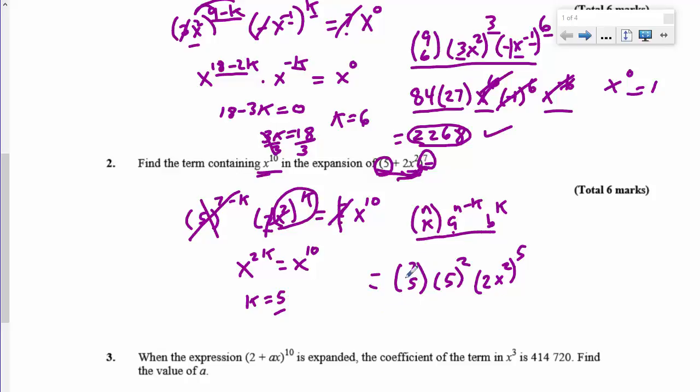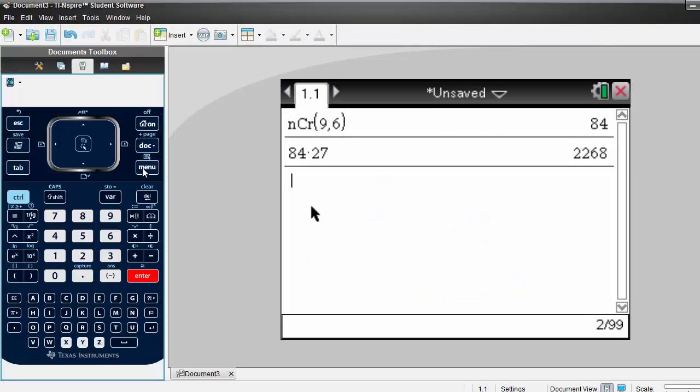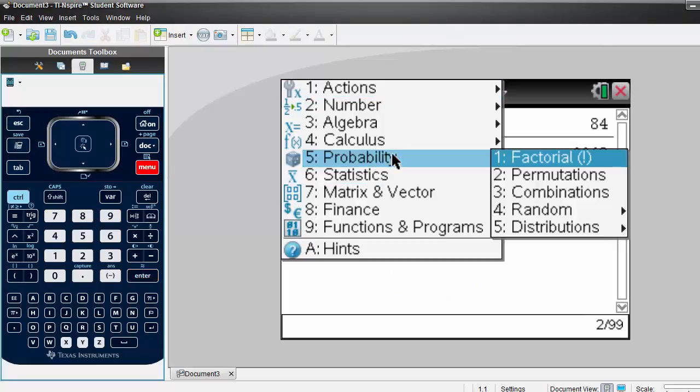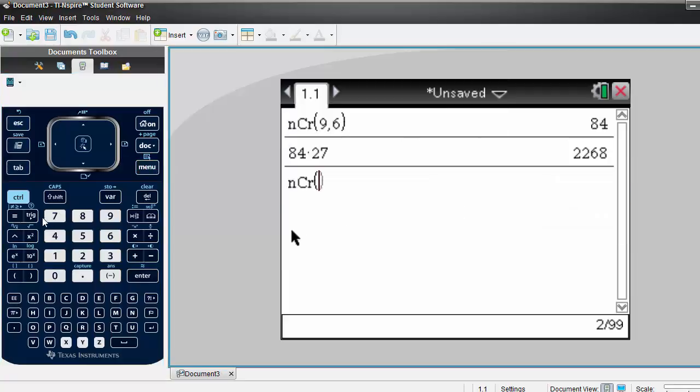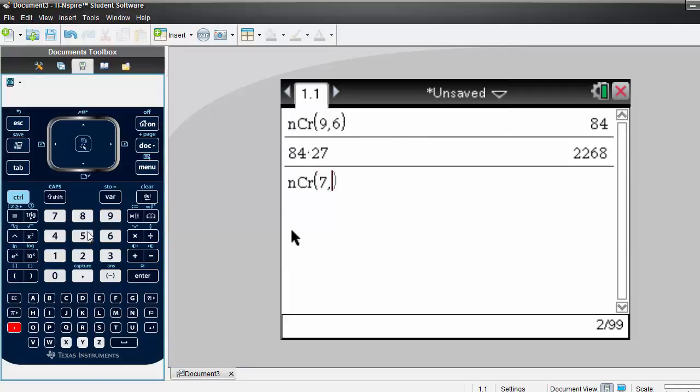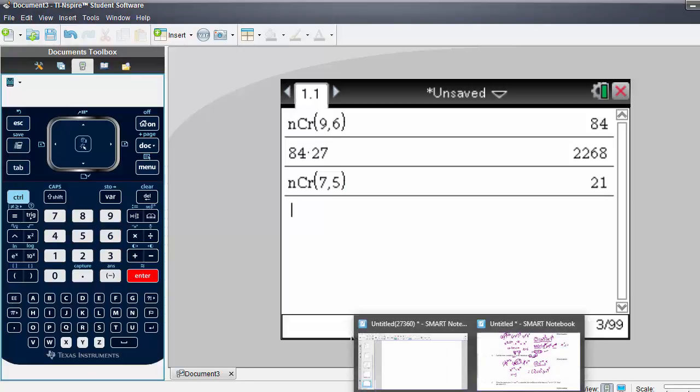Okay, so let's use the calculator to figure out what 7 choose 5 is as a combination. So we're going to go to Menu, Probability, Combination, 7, 5, enter: 21. Very good.